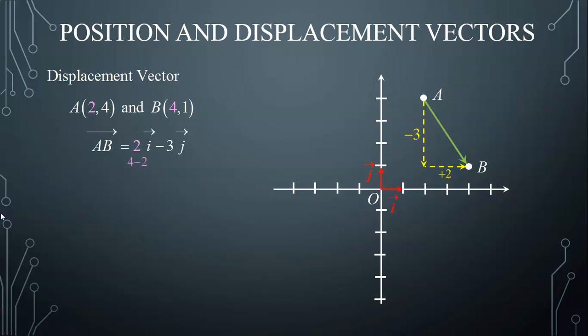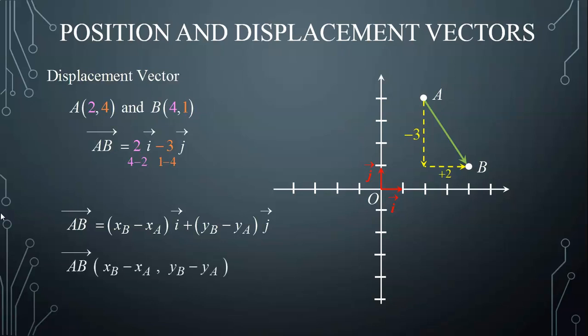However, the horizontal displacement 2 is in fact obtained by subtracting x of A from x of B, which in this case would be 4 minus 2. And the vertical displacement -3 is obtained by subtracting y of A from y of B, which in this case is 1 minus 4. Then vector AB can be written as x of B minus x of A along vector i, and y of B minus y of A along vector j, or as an ordered pair where vector AB would have x of B minus x of A and y of B minus y of A as components.